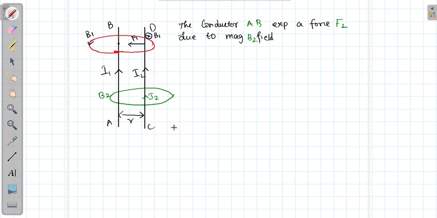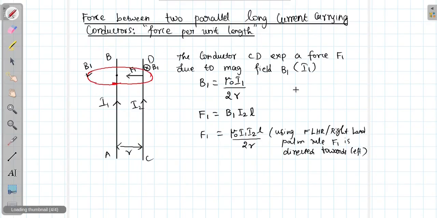Now at this point, the magnetic field is again a curl. It is coming out of the plane of paper. So the magnetic field B2 is coming out of the plane of paper, while B1 is into the plane of paper.